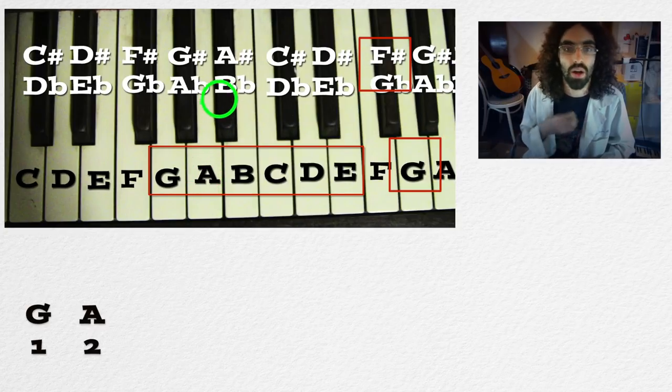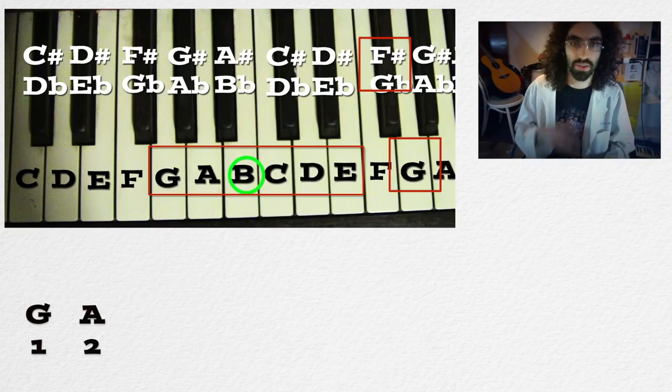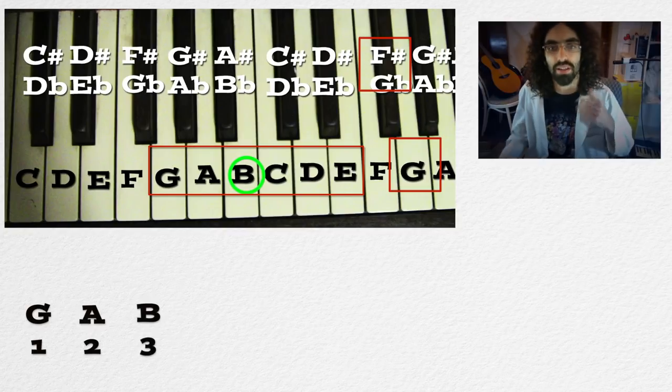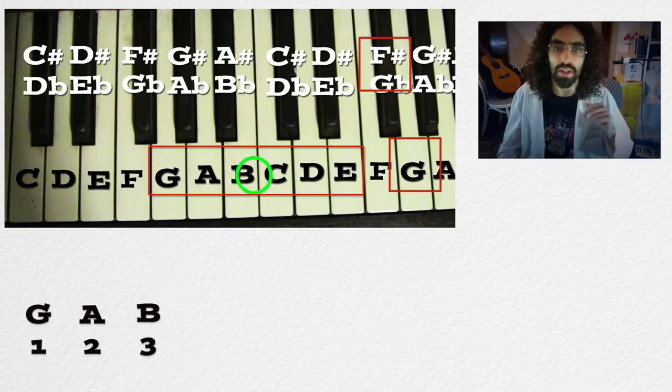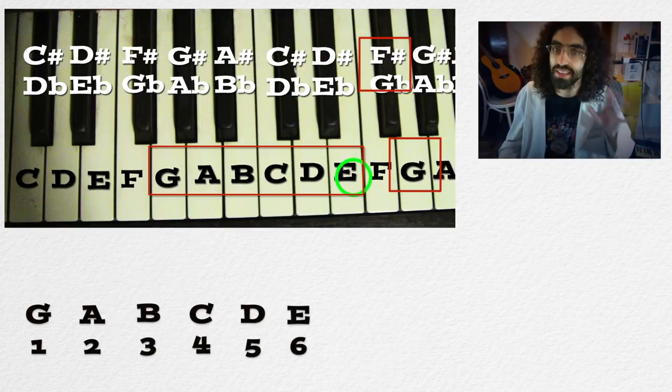Then we need a whole step from two to three. Okay, so that's going to be A to B. So G is 1, A is 2, B is 3. Okay, now we need to go a half step from 3 to 4. So that's B to C. Cool. Now we have a whole step from 4 to 5, C to D. Then a whole step from 5 to 6, that's going to be D to E.